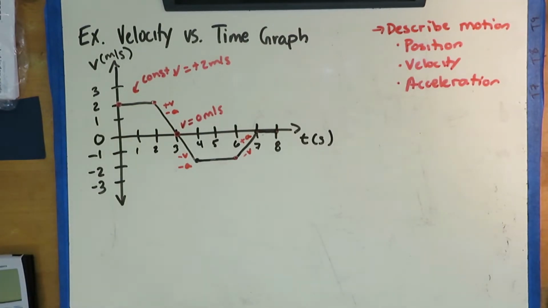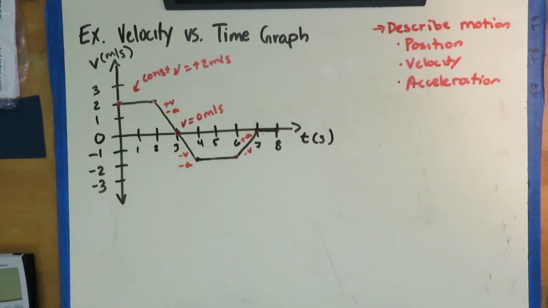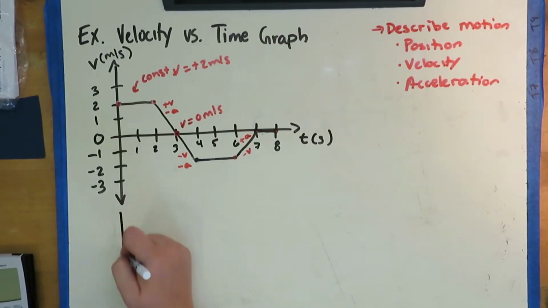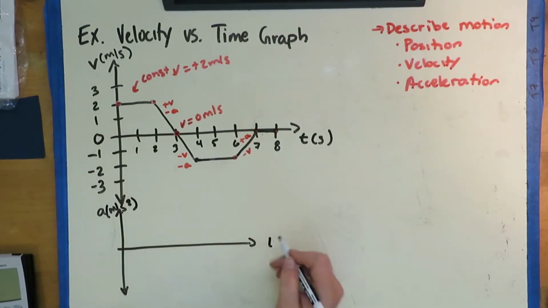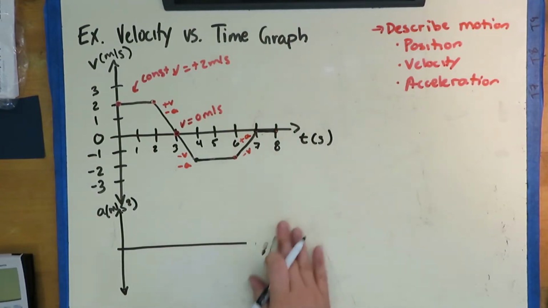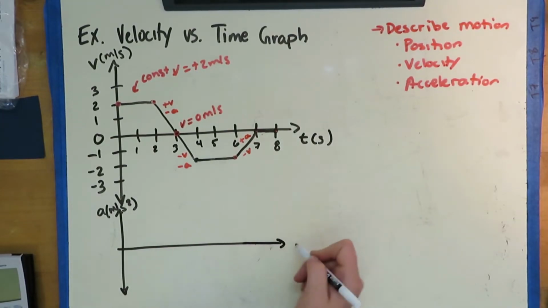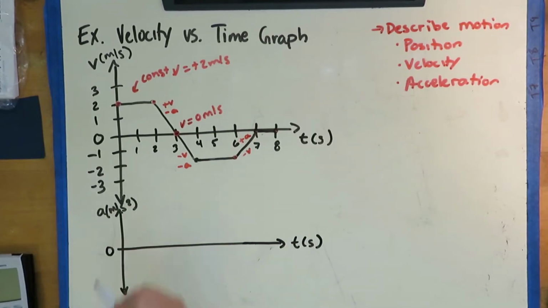So there's different things they could ask us to find. For example, they could ask us to draw corresponding graphs. So for example, if I wanted to draw an acceleration versus time graph for this, in meters per second squared, and time, I should make that time go all the way to time in seconds. How would I do this?